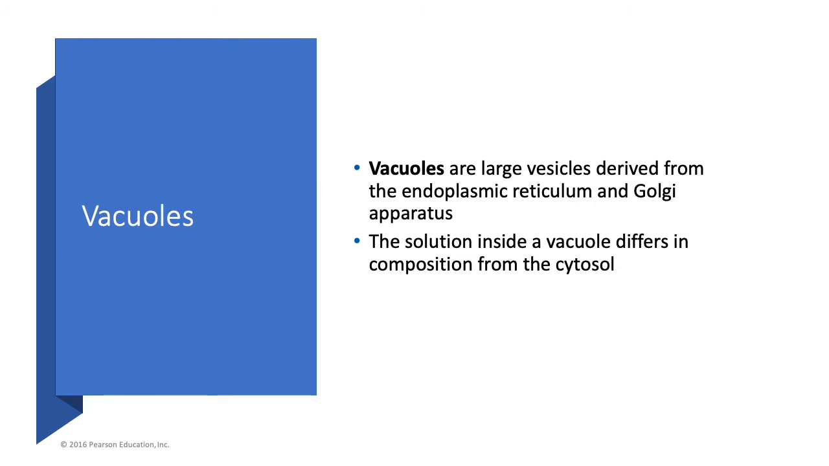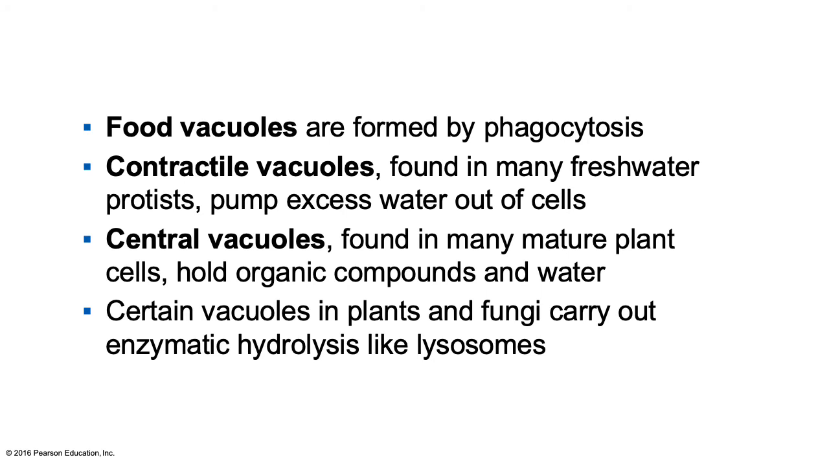vacuoles. Vacuoles are large vesicles derived from the endoplasmic reticulum and the Golgi apparatus, or I assume one or the other. The solution inside a vacuole is different from the cytosol. So again, that membrane around the vacuole separates the inside from the outside so that the inside can be a little different. And there are several different categories of vacuoles.